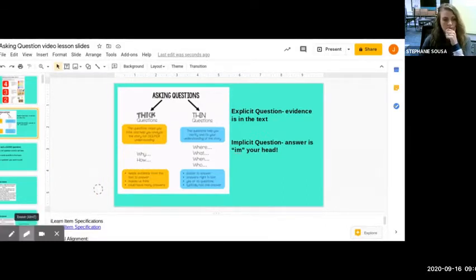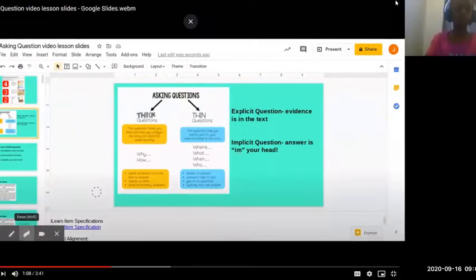We have also used the words explicit question and implicit question. An explicit question means you can find the evidence in the text. You can see the answer with your eyes. An implicit question means you have to think a little bit more and choose the best answer in your head.